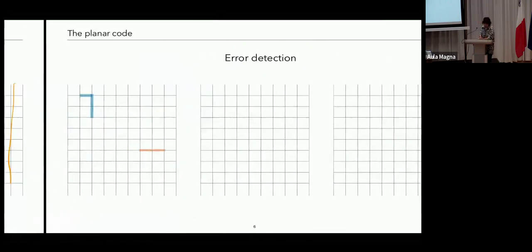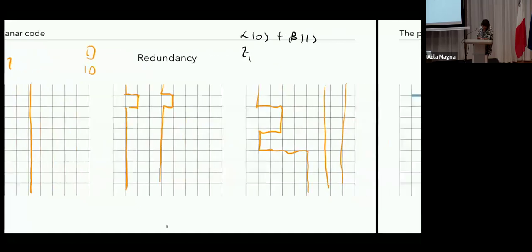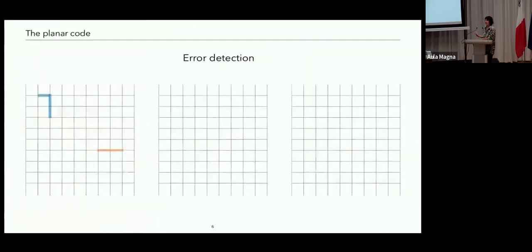So, okay, it's clear that we have more than one copy of the same logical operators on this lattice, and they all obtain from the first one by adding some identity, the stabilizers. So let's see whether we are actually able to do error detection or not.